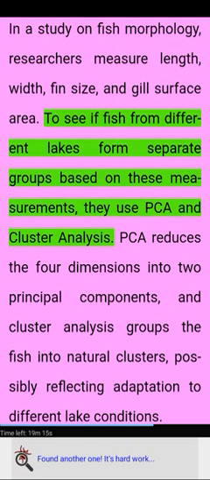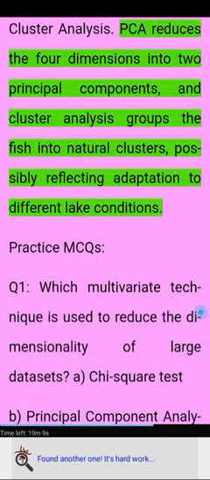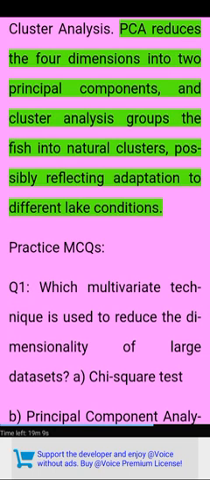To see if fish from different lakes form separate groups based on these measurements, they use PCA and cluster analysis. PCA reduces the four dimensions into two principal components, and cluster analysis groups the fish into natural clusters, possibly reflecting adaptation to different lake conditions.